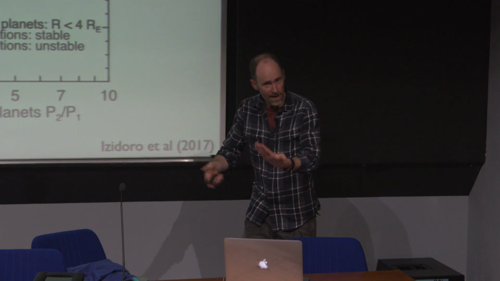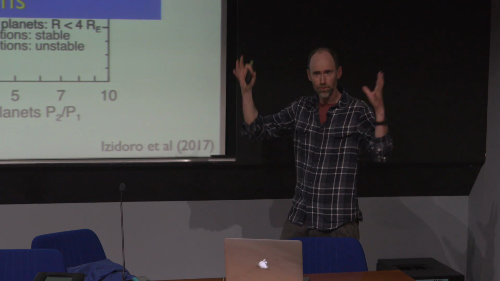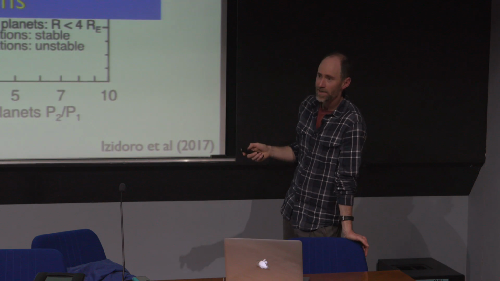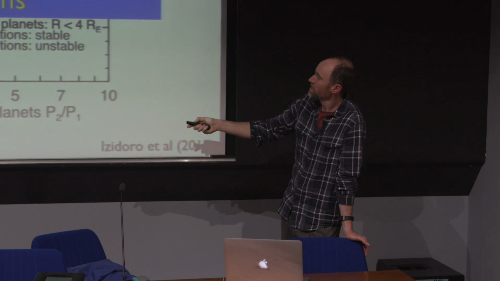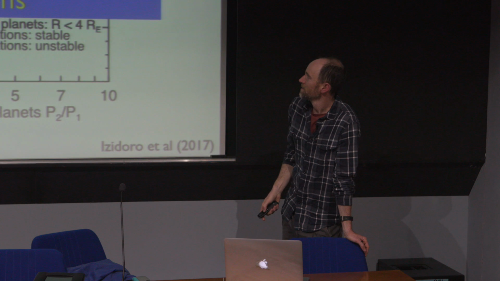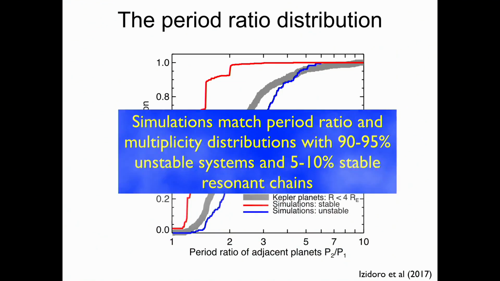And when we do that, play that kind of statistical game, what you find out is you need about a factor of 10 to 20 to 1 mixing of the blue to red ones. So about 90 to 95% unstable resonant chains, 5 to 10% stable ones. And if that's the case, we can match all these things. So that's the migration model.